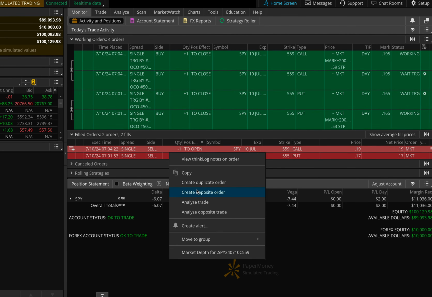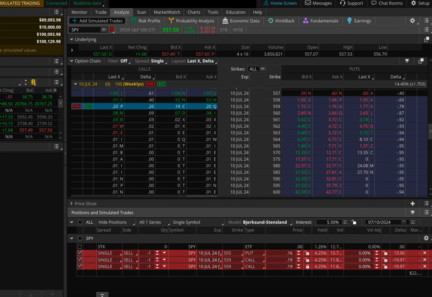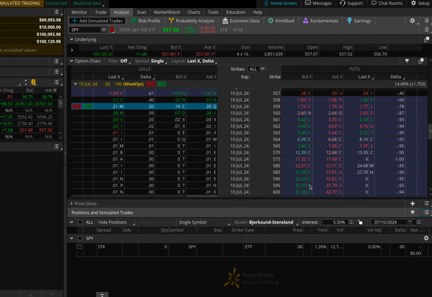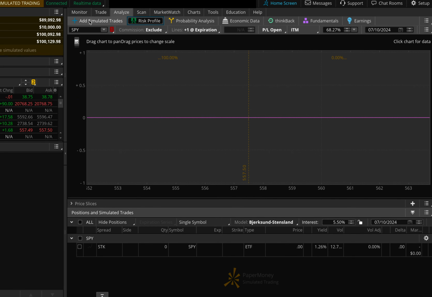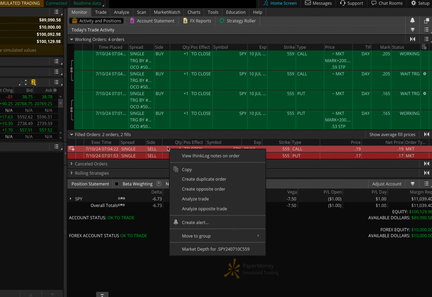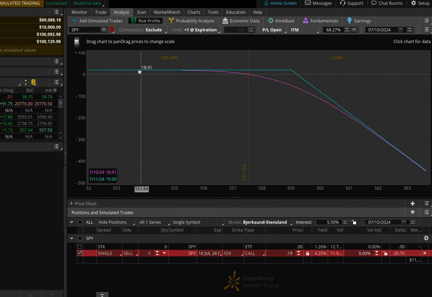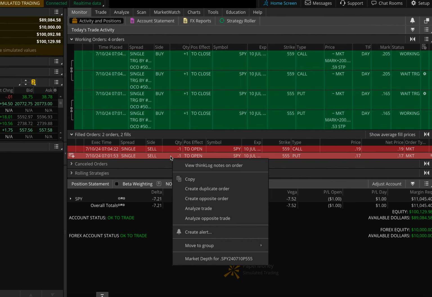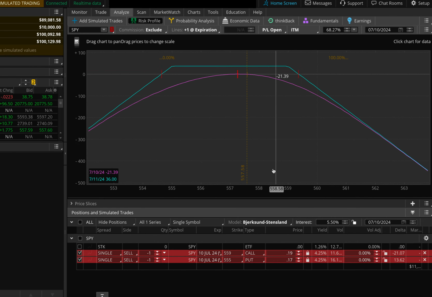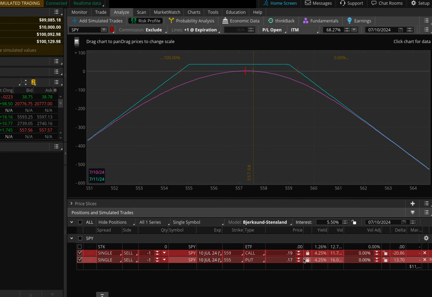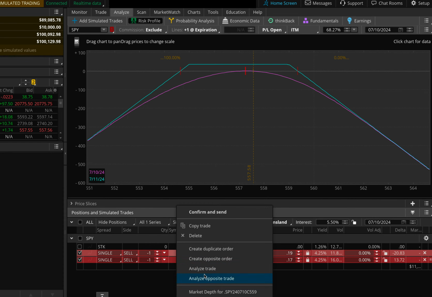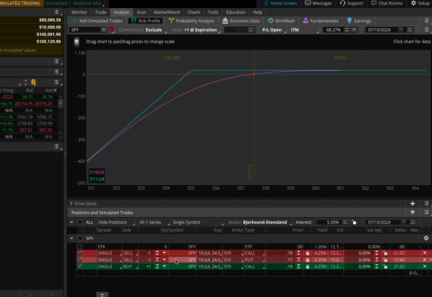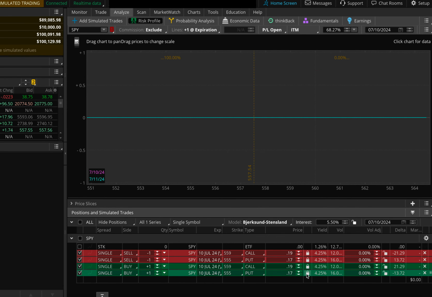Let's go over here and monitor these real quick. Look at the monitor tab. I'm just going to see our position. I'm going to say analyze trade. So there's our position. And then we're going to do the opposite trades for both of those just to monitor the price.